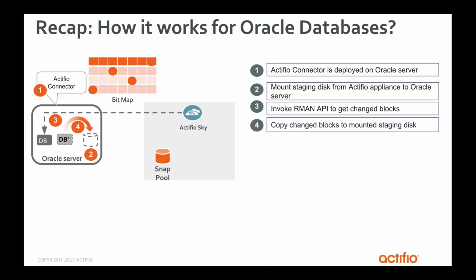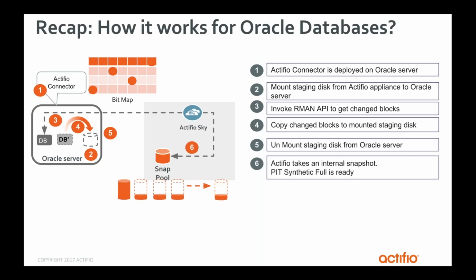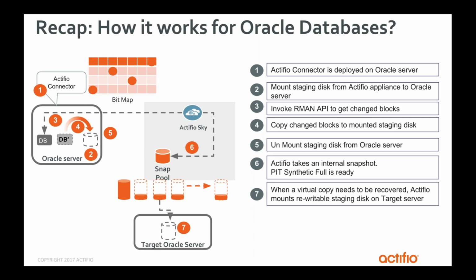And once we have captured the blocks from your database, we are going to copy those blocks onto our staging disk. Once we are done with the copy to the staging disk, we are going to unmount the staging disk from your Oracle server. And Actifio takes an internal snapshot, a point-in-time synthetic copy. For each and every subsequent DB plus log incremental backup, we are going to collect the Actifio point-in-time synthetic image copy, which is always a point-in-time full copy. And you can use the image that you have collected as part of this capture process.